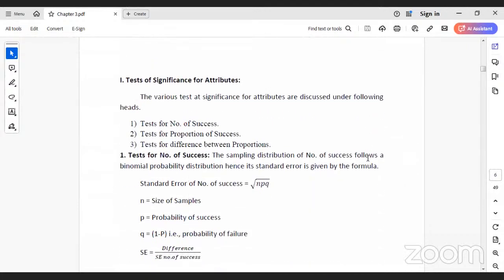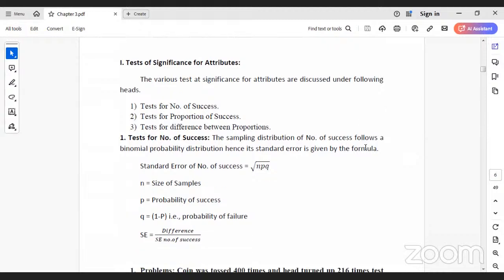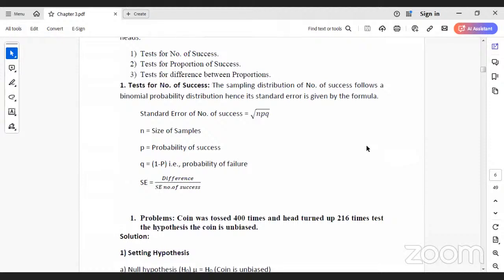The various tests of significance for attributes are discussed under the following heads. Again, test of significance for attributes is divided into three subtopics. That is test for number of success, test for proportion of success, test for difference between proportions. So the first one is test for number of success. The sampling distribution of number of success follows a binomial probability distribution. Hence, its standard error is given by the formula.